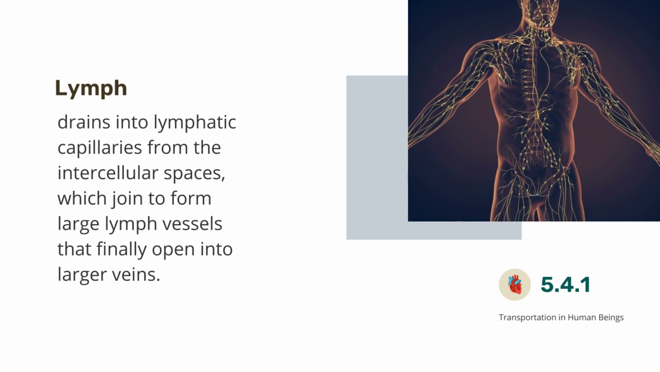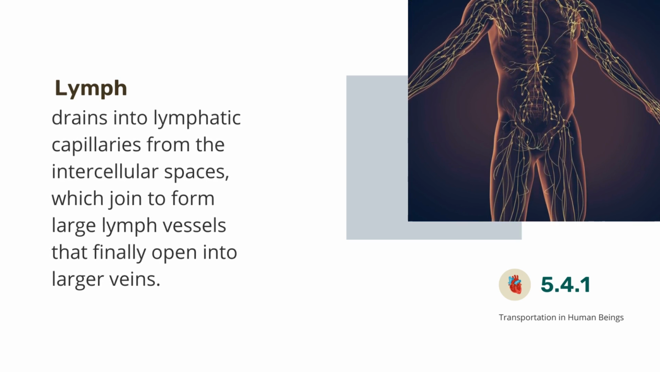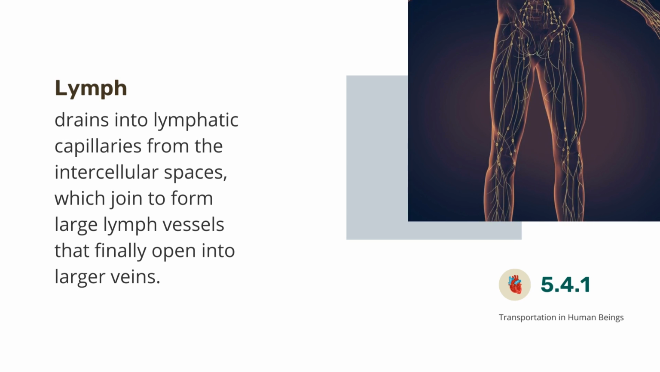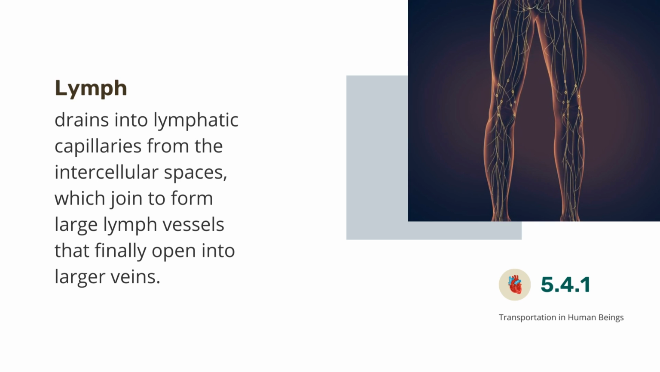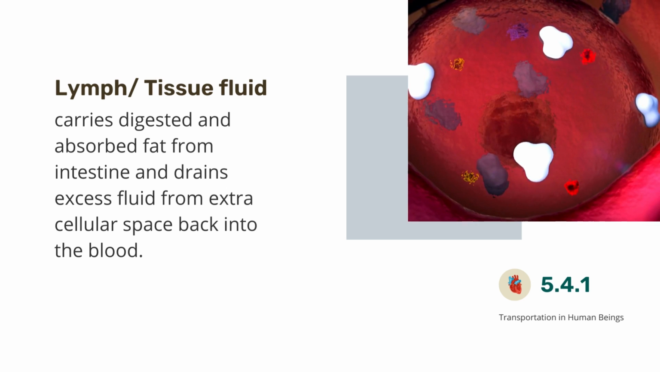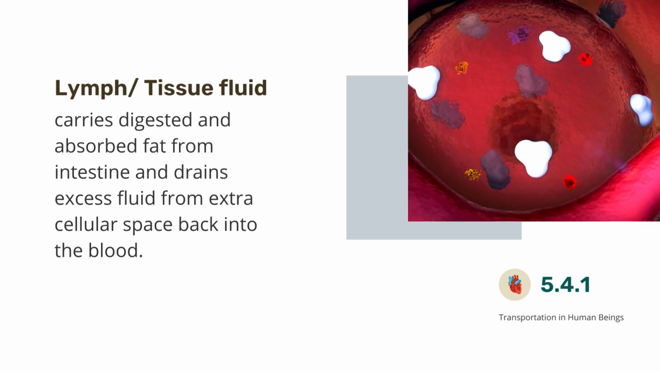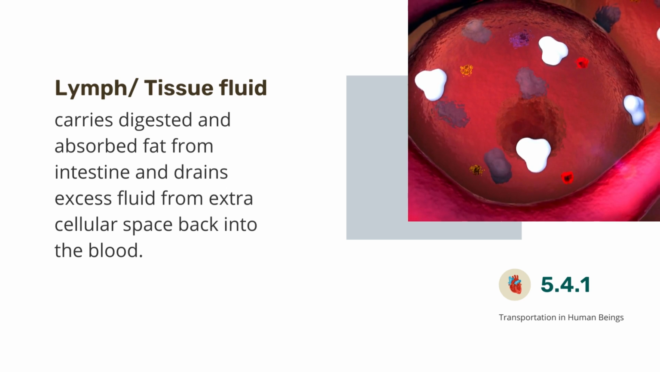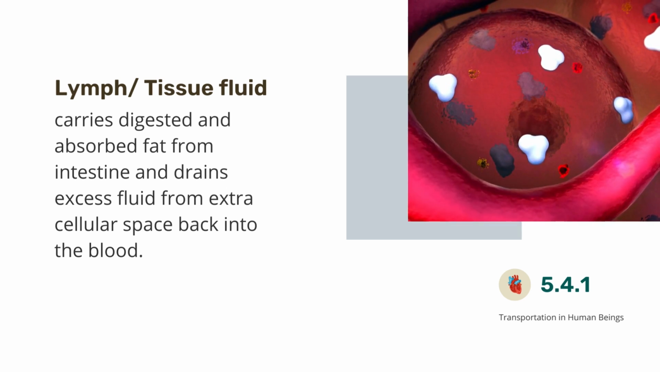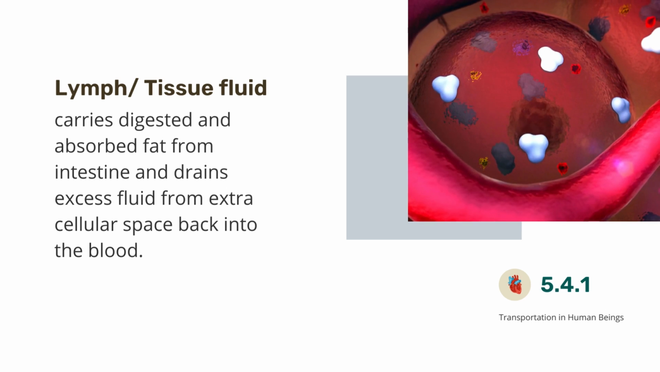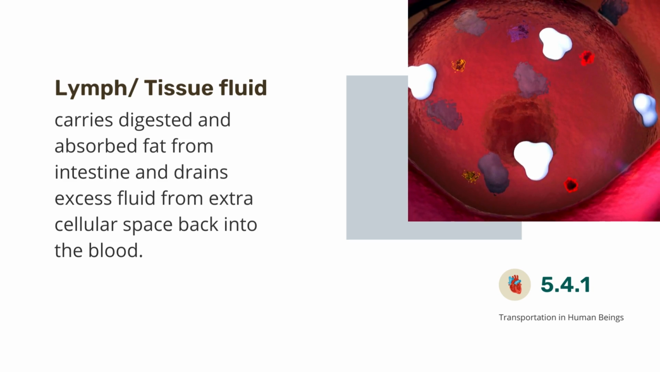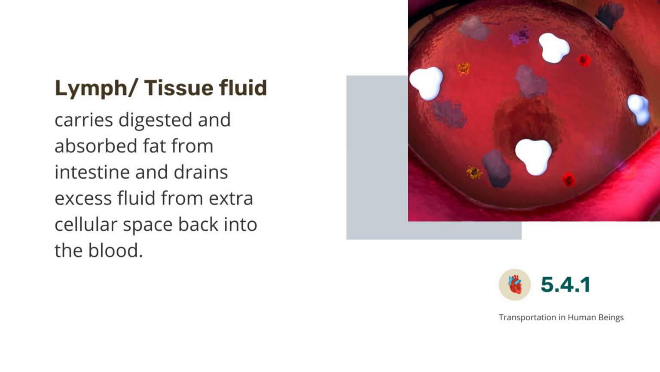Now, lymph drains into lymphatic capillaries from the intercellular spaces, which join to form large lymph vessels that finally open into larger veins. Lymph carries digested and absorbed fat from the intestine and drains excess fluid from extracellular space back into the blood. So, what is its function? Lymph carries digested and absorbed fat from the intestine and it drains excess fluid from extracellular space back into the blood.